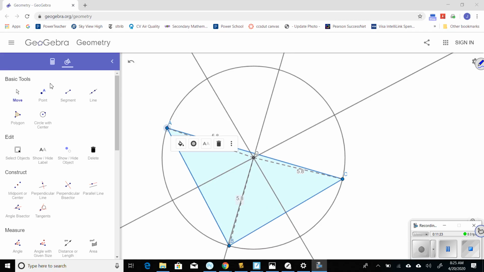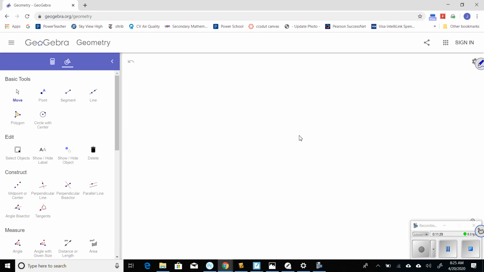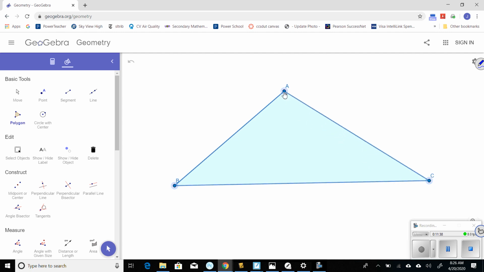So hopefully you had a chance to do that. I'm going to run through it really quick with you. I have GeoGebra up here. Just remember, if you make a new file and you don't save, it'll open up just a blank page here. So again, I'm going to construct just a random triangle. It doesn't matter if it's acute, obtuse, or right.